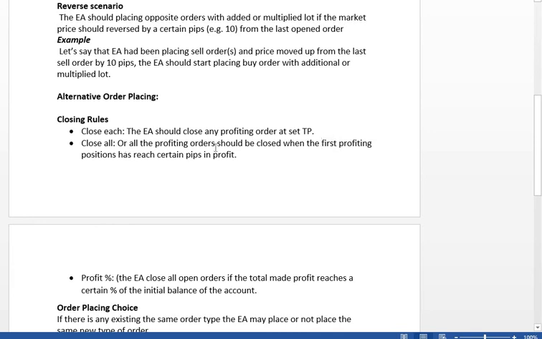All profiting orders should be closed when the first profiting position has reached a certain number of pips in profit. Yes, for instance, what this means is this. The alternative closing option is close all.